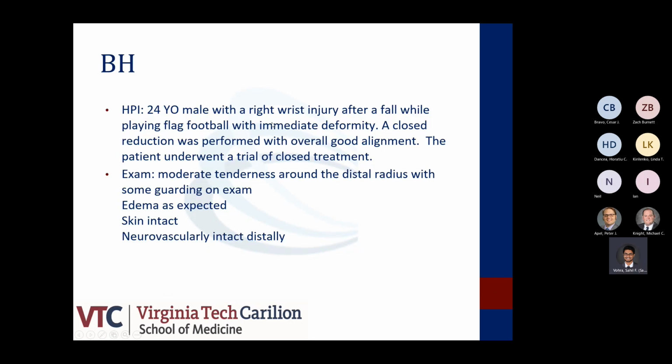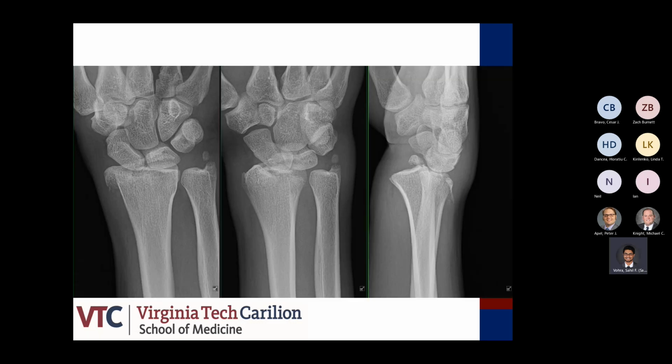And then our final one, BH. He's a 24-year-old male with right wrist injury after a fall while playing flag football with immediate deformity. A closed reduction was performed in an outside facility with overall good alignment. He underwent a trial of closed treatment for a brief period. On exam, he had moderate tenderness around the distal radius with some guarding on exam. He had edema as expected. His skin was intact and he was otherwise neurovascularly intact. So Zach, I'll have you help me out with this one.